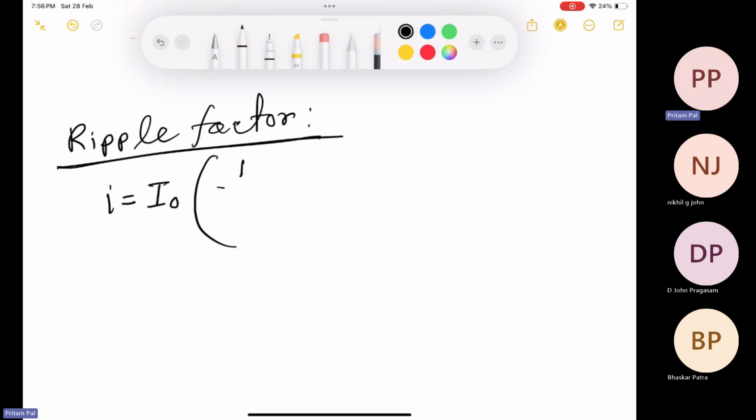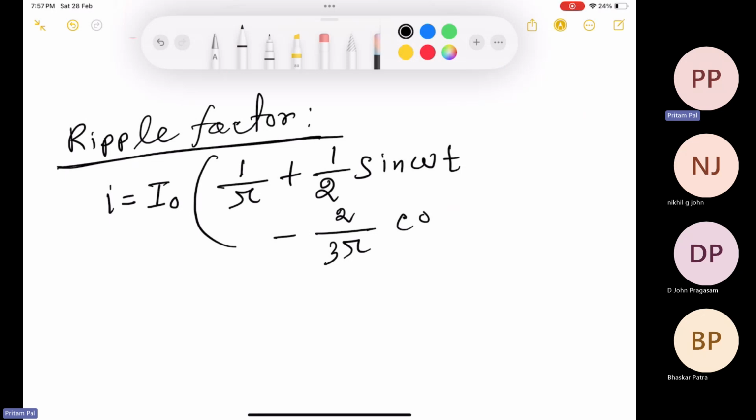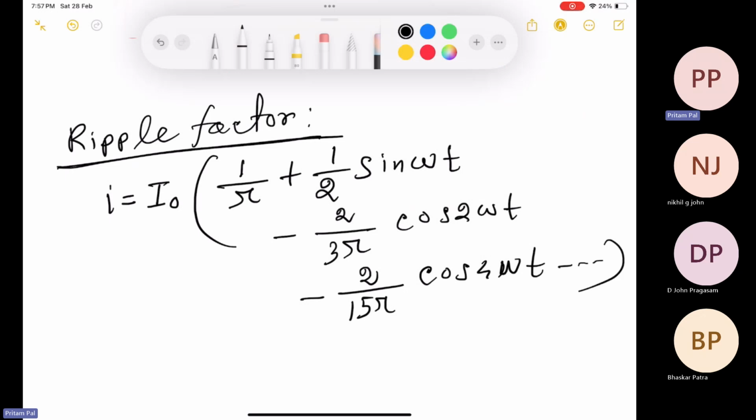I naught by pi, plus the Fourier analysis of the output, minus the second harmonic, the cos 2 omega t term, and then the 1 by 15 pi cos 4 omega t term, and it goes on.